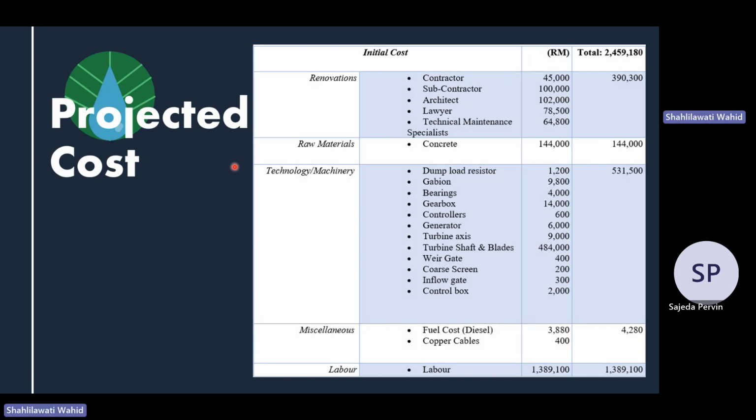Next will be our estimated cost for this project. So we split it into 5 initial costs, which are renovations, raw materials, technology/machinery, miscellaneous, and labor. In renovations, we're paying for the contractor and subcontractor, the ones that we're hiring from outside of our company. Then for raw materials, it is just purchasing our concrete. Technology/machinery is the items needed to build the GWPP. The miscellaneous is the fuel cost, diesel for our excavator, bulldozers, and tractors, and labor is just to pay the workers.